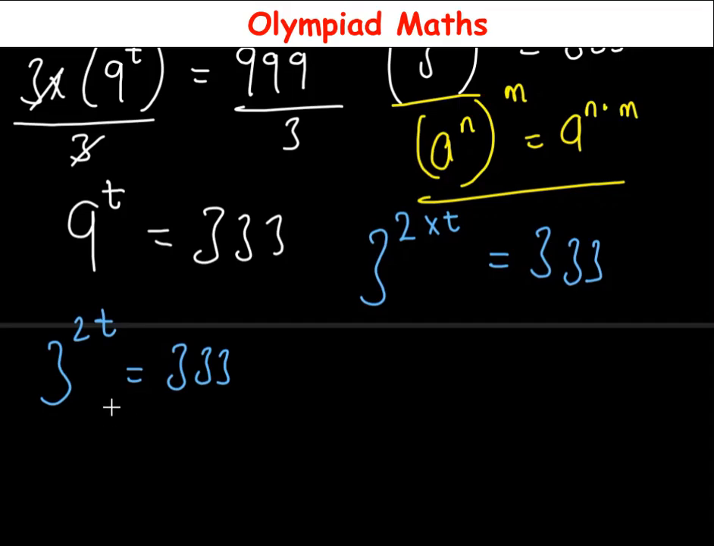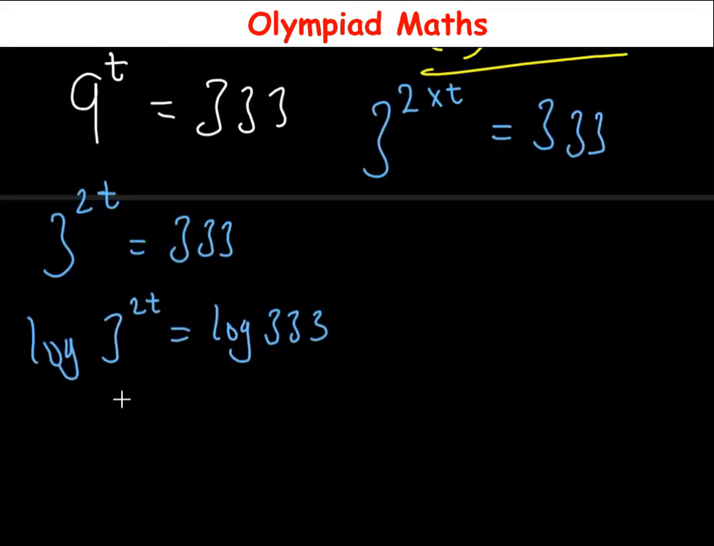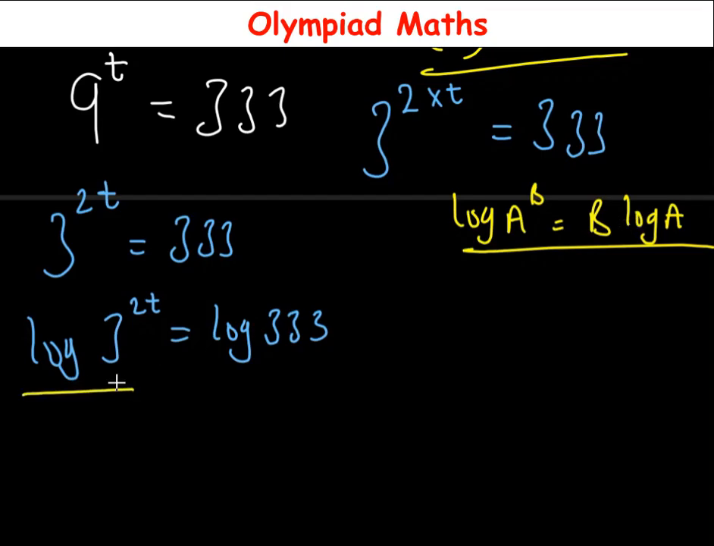At this junction, we are going to introduce logarithm to both sides of the equation. So we have logarithm of 3 raised to the power 2t is equal to log 333. With this, we are going to apply one of the rules of logarithm, that if you have logarithm of a raised to the power b, this equals b times logarithm of a. So applying this rule, the power 2t becomes 2t times logarithm of 3, which equals log 333.